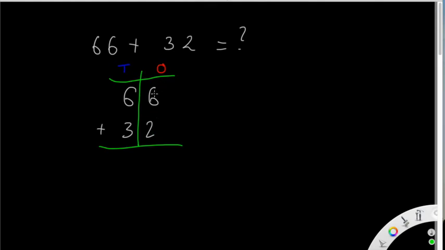You're gonna add the ones together. So you put 6 in your head and you count on for 2. So 6, 7, 8. So we have 8 ones. Okay. Let's move to the tens place. 6 tens plus 3 tens equal 9 tens. So we know that 66 plus 32 equals 98.